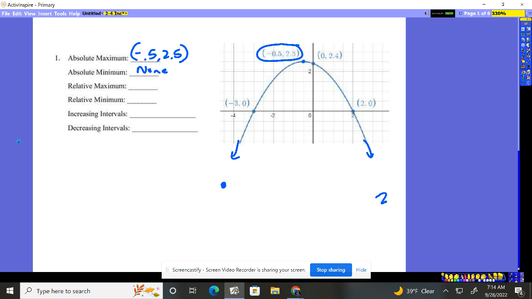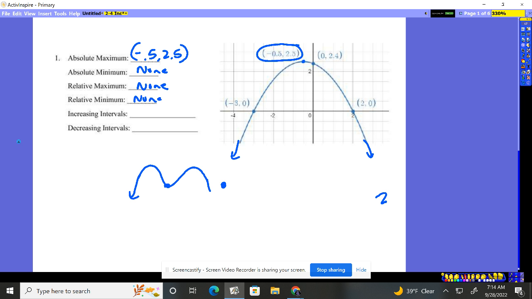Relative maximum, that just means within a certain section. That doesn't happen here. Relative minimum, there's none there either. So there's neither on these. Relative just means within, remember, like within this spot, that's at the lowest point there. Within the spot, within the picture.